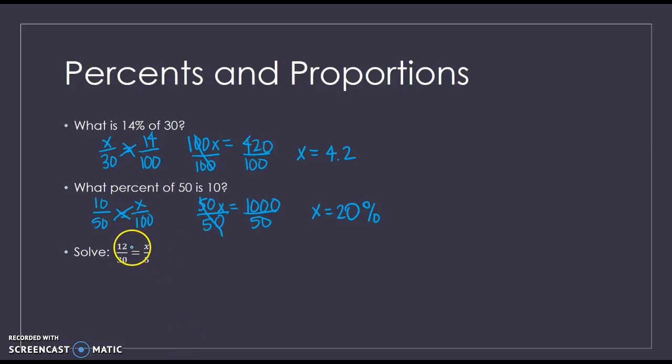And the last one is just a proportion. We're going to solve by cross multiplying. 12 times 5 is 60. Has to equal 30 times x, divided by 30. So x has to be 2.